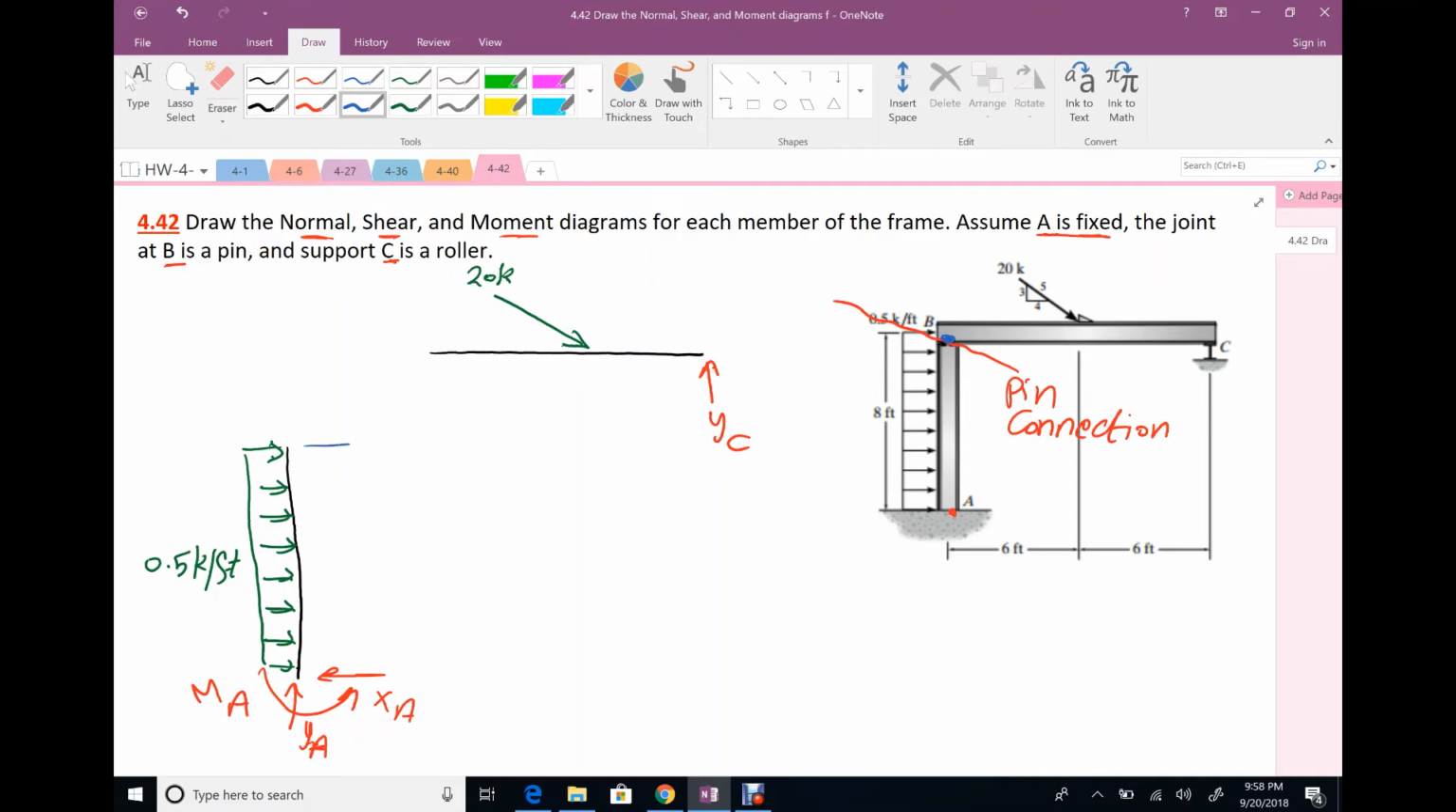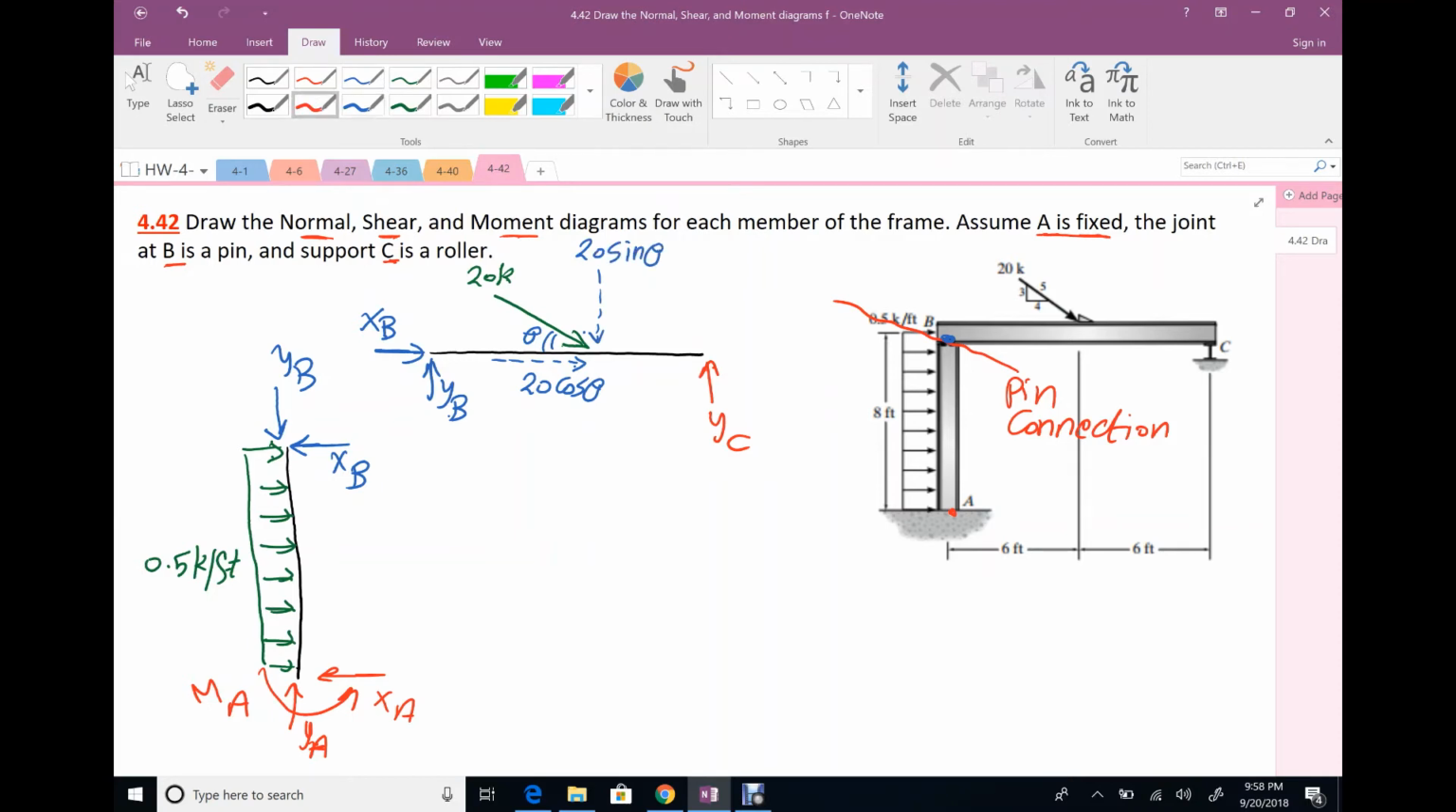So we have two reactions actually, one horizontal and one vertical, XB and YB. Same value, but in opposite direction here. Before starting any equilibrium equation, we have an inclined force, so assume this angle theta. The horizontal component will be 20 cosine theta. The vertical component will be 20 sine theta.